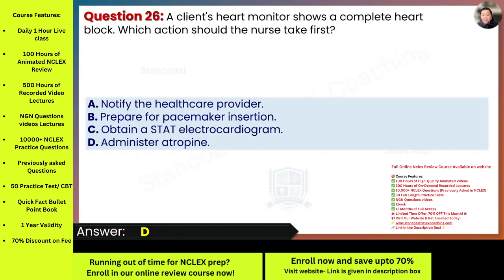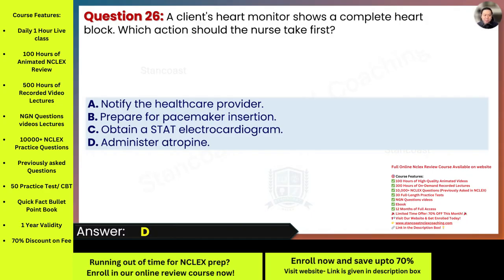Well, on the other hand, we have atropine, which can be given immediately to stabilize the patient's heart rate. And so while you're preparing for a pacemaker, which is necessary, it should happen after you stabilize the patient with the atropine. So the key here is that pacemaker insertion takes time and cannot address the immediate need for heart rate stabilization. That's why you're going to get rid of option B.